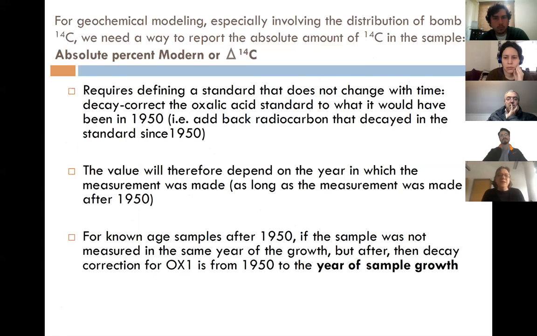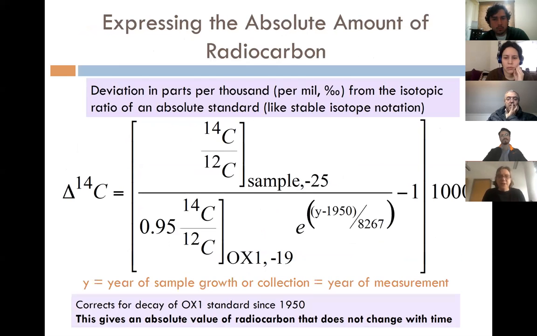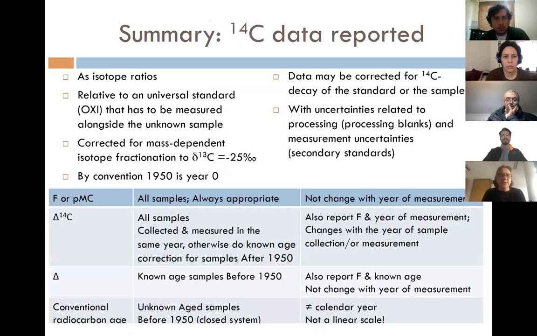The delta C14 is subtly different from delta because we want to have an absolute standard in time, and I'm just going to skip through here. Basically, our standard, when we measure it, has a lower value of C14 every year because the carbon-14 in it decays over time. So we just have to correct for that, and that's the difference between the delta and the delta C14. Here's a summary of all these ways of expressing radiocarbon, because that's one of the more confusing things.